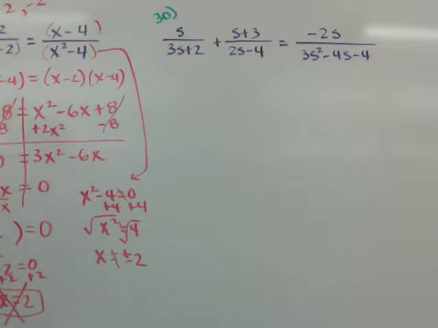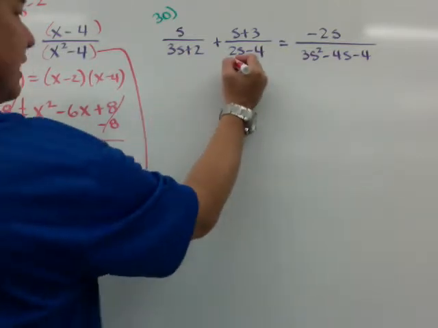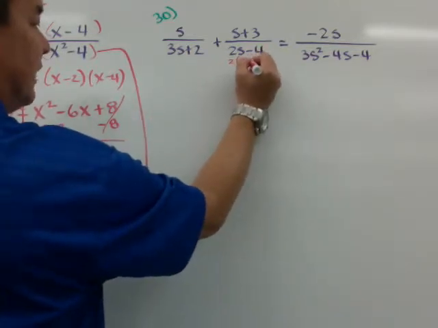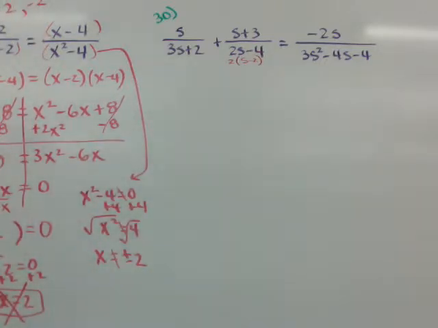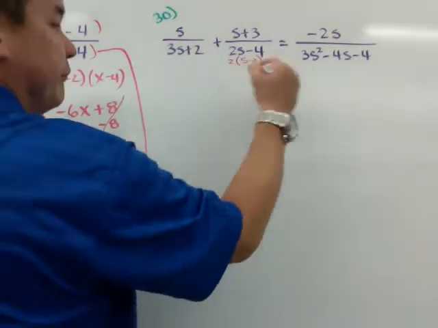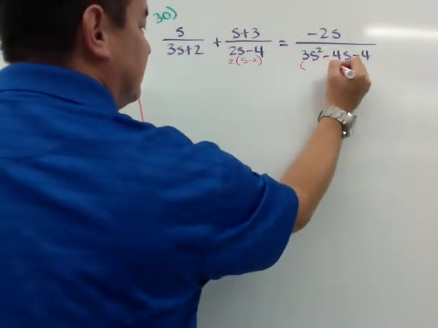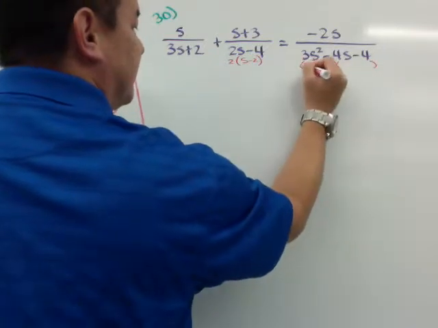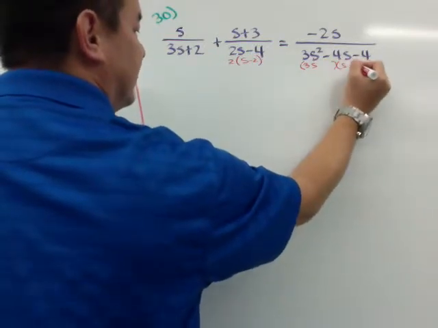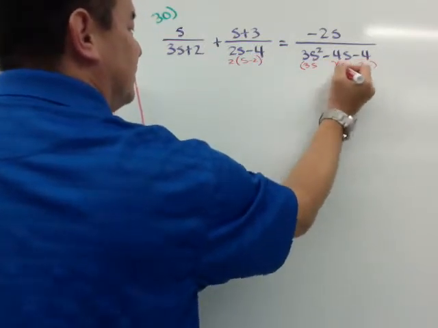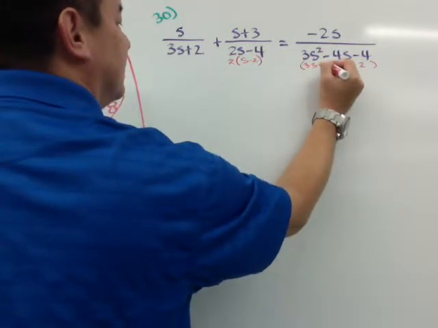First thing I want to do is factor out what I can. So I'm going to factor out a 2, s minus 2 here. So that denominator, I can find the least common denominator. Okay. Over here, I'm going to factor this one down. It's a 3s and a s and a minus 2 and a plus 2.